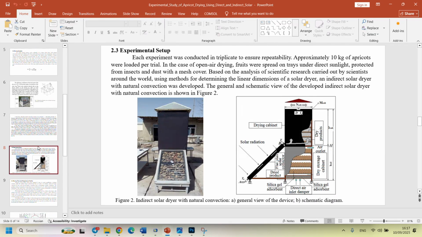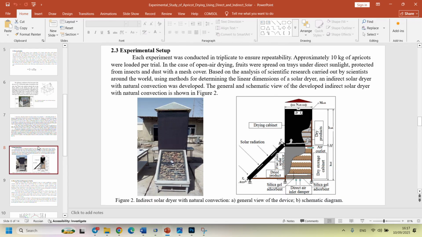Experimental setup. The indirect solar dryer is a natural convection dryer. A general view of the device is given in figure 2A, and a schematic diagram of the device is given in figure 2B. Each experiment was conducted in triplicate to ensure repeatability. Approximately 10 kg of apricots were loaded per trial.